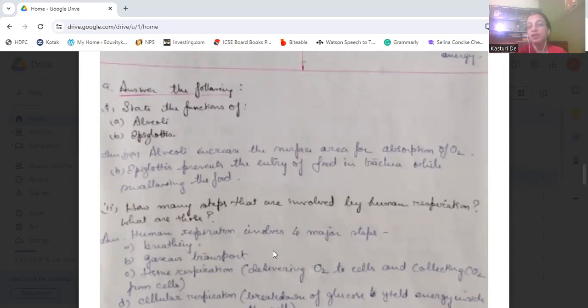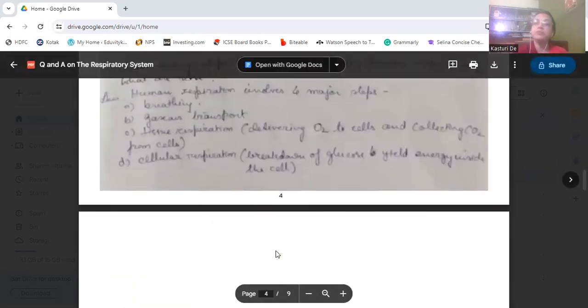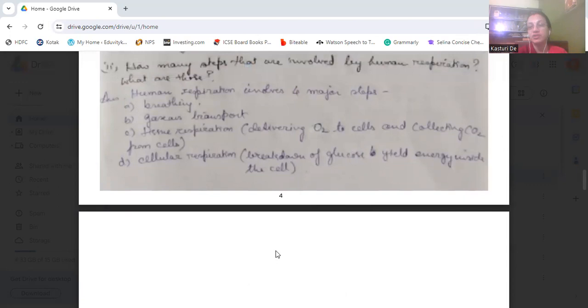How many steps are involved in human respiration, and what are those? Human respiration involves 4 major steps. One is breathing, another is gaseous transport, tissue respiration, and cellular respiration. In tissue respiration, there is delivery of oxygen to the cells and collection of carbon dioxide from the cells. And in cellular respiration, there is breakdown of glucose, which yields energy inside the cell.